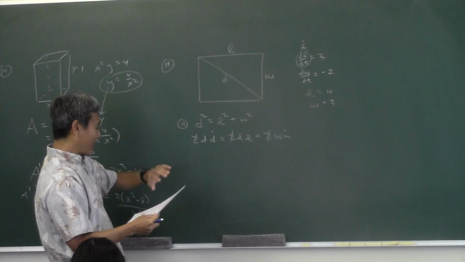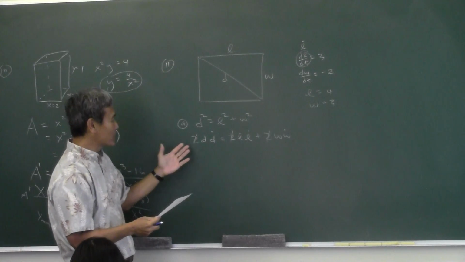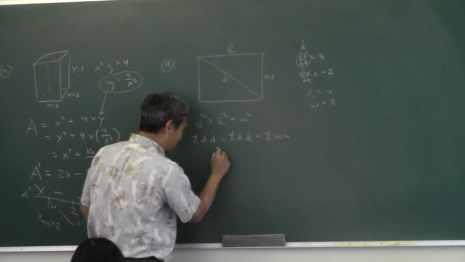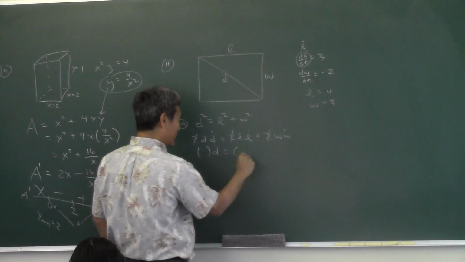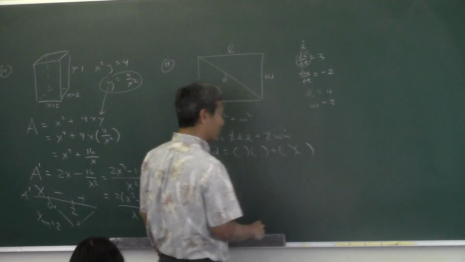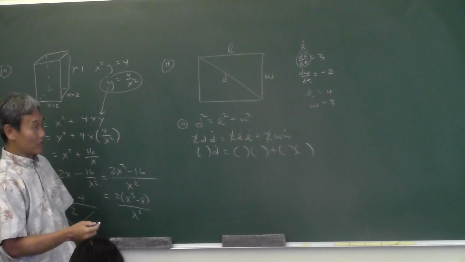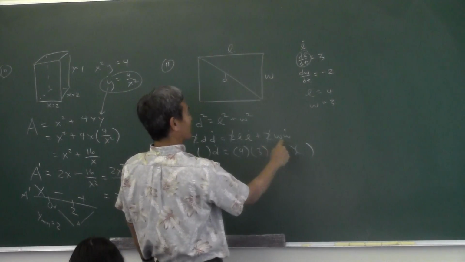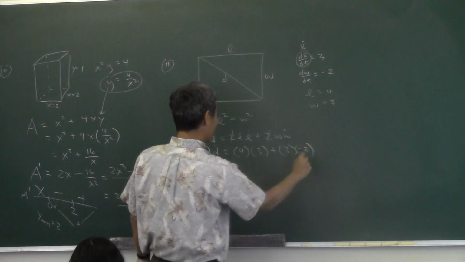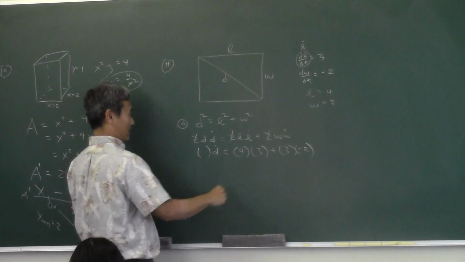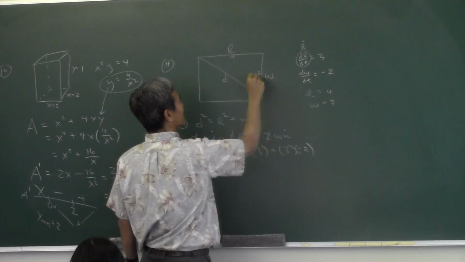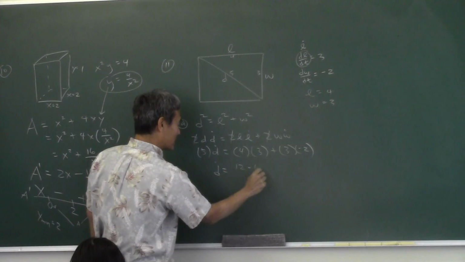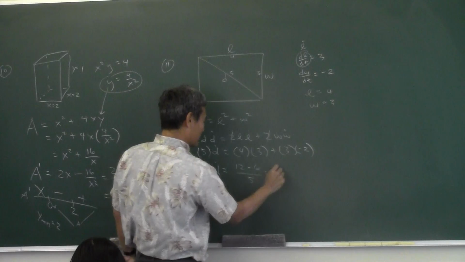Now in this problem, we're trying to find how fast the diagonal is changing. So which variable are we trying to find? D dot. Which means you have to know D, L, L dot, W, and W dot. Do we know all of these? L is 4, L dot is 3, W is 3, and W dot is -2. We don't know what D is. Yeah, but at the moment when this is 4 and this is 3, D will be 5. So therefore, D dot is equal to 12 minus 6 divided by 5, which is 6/5.